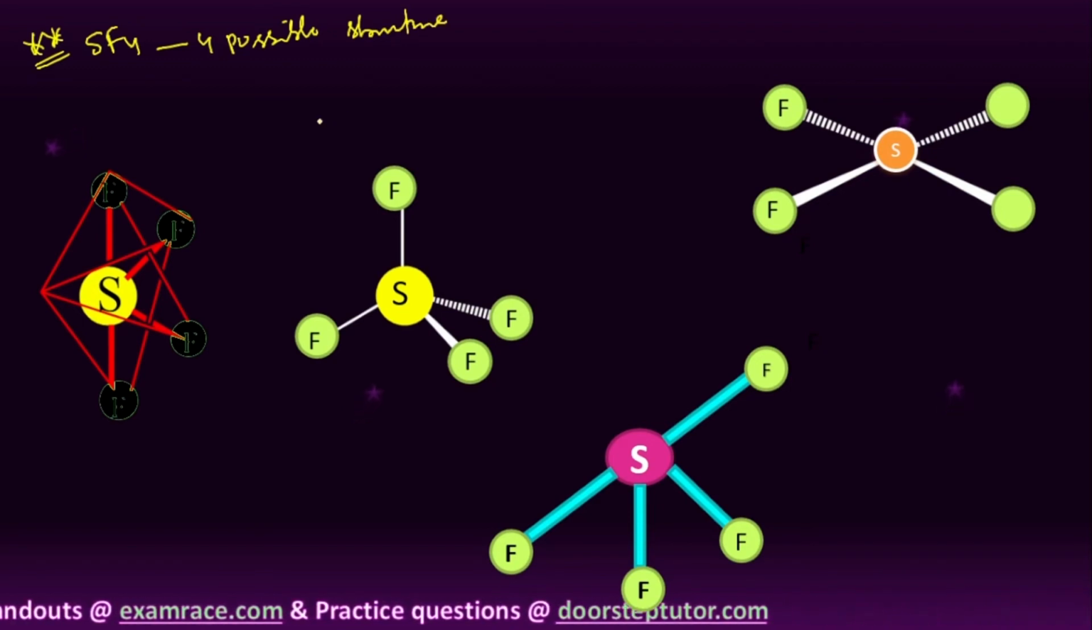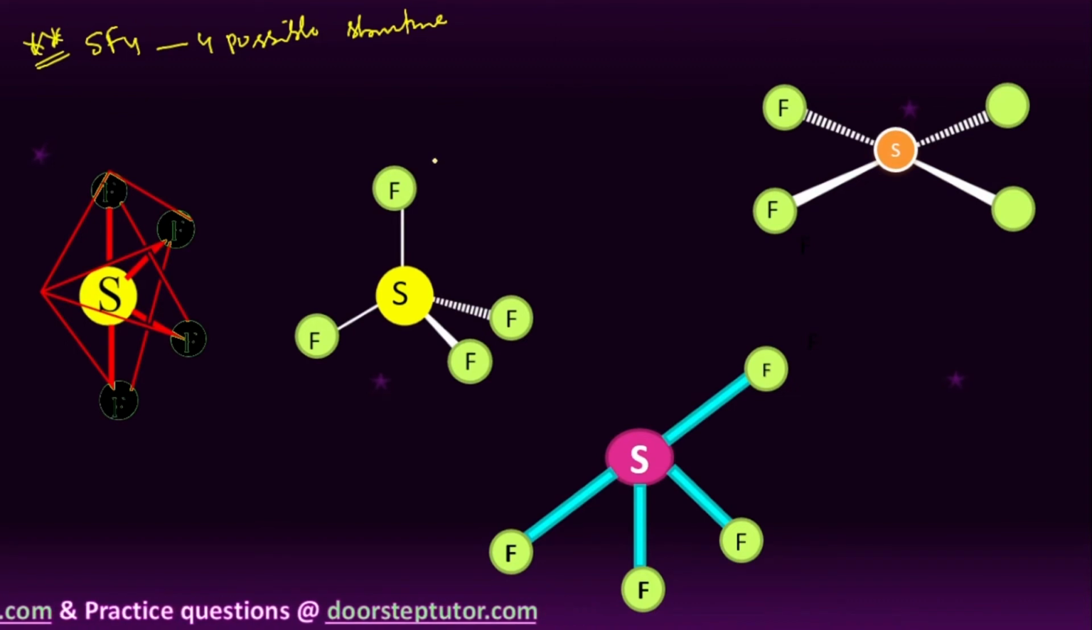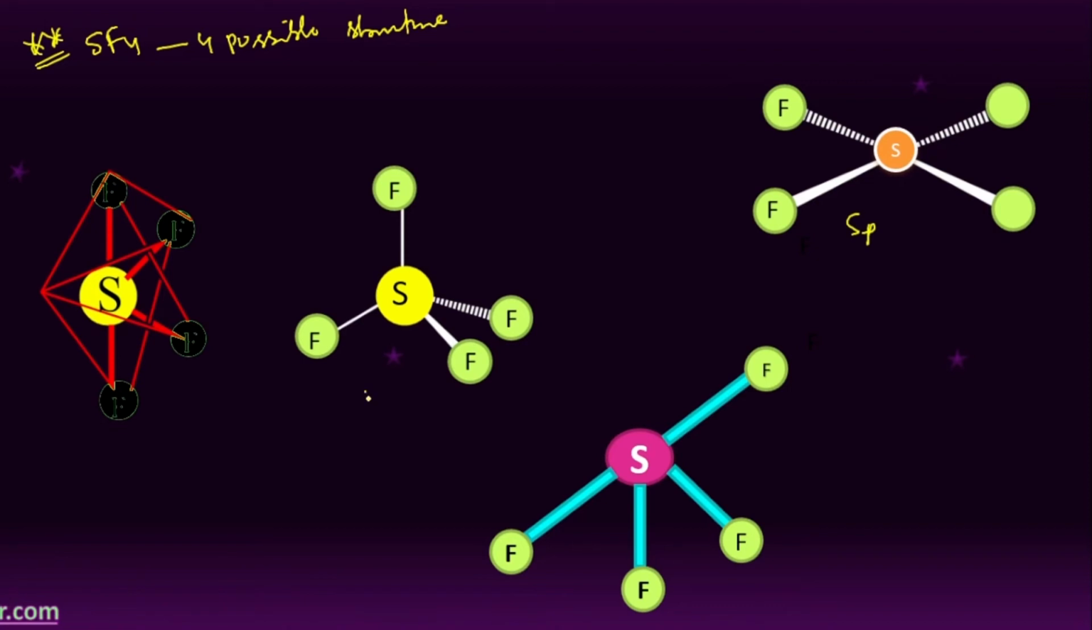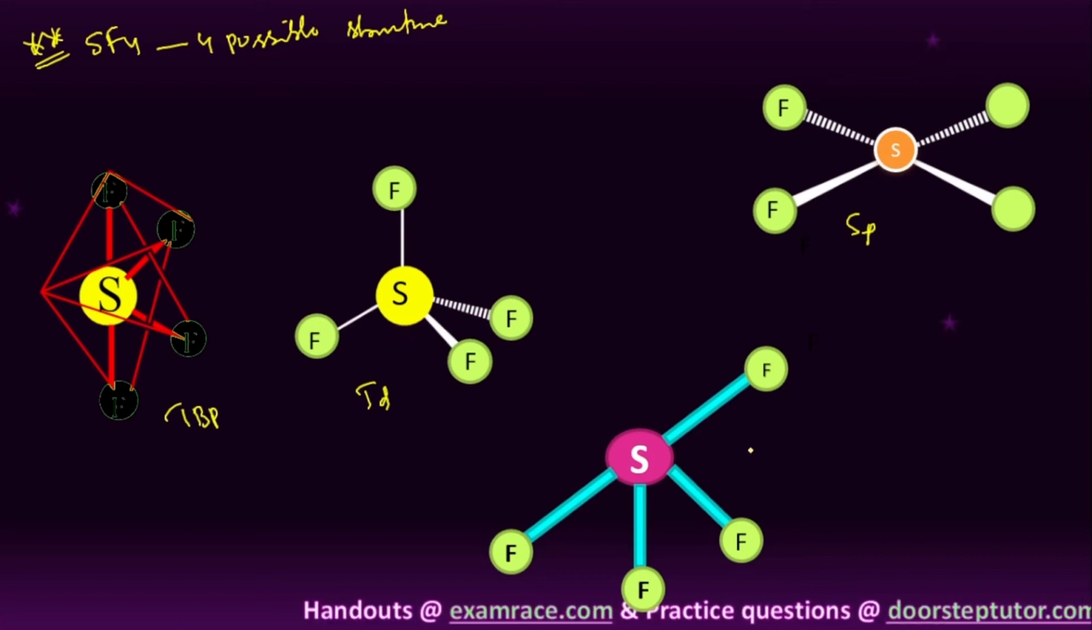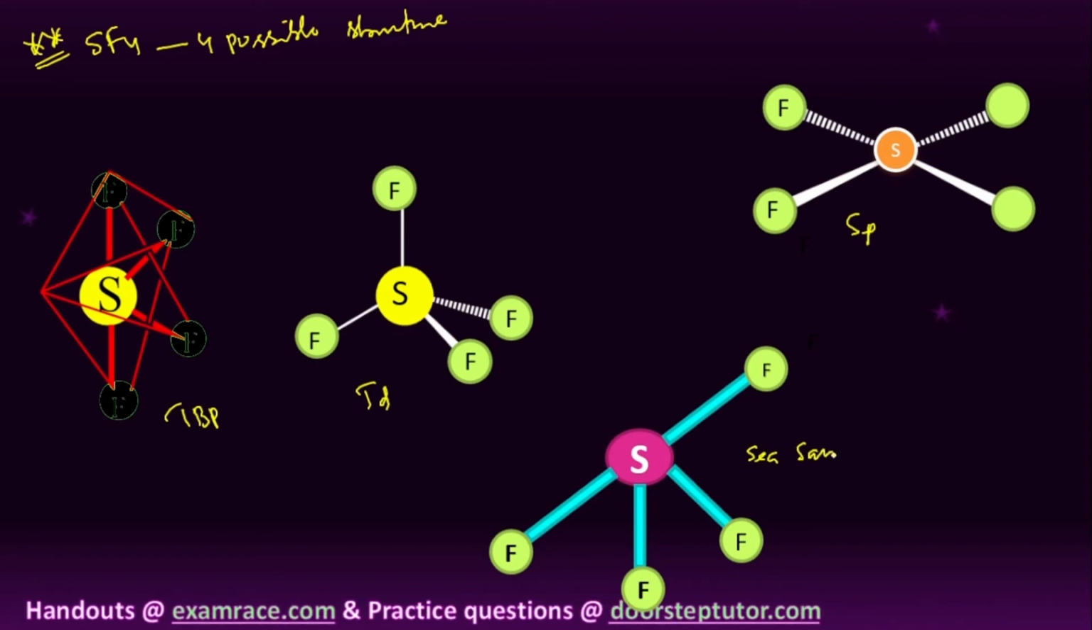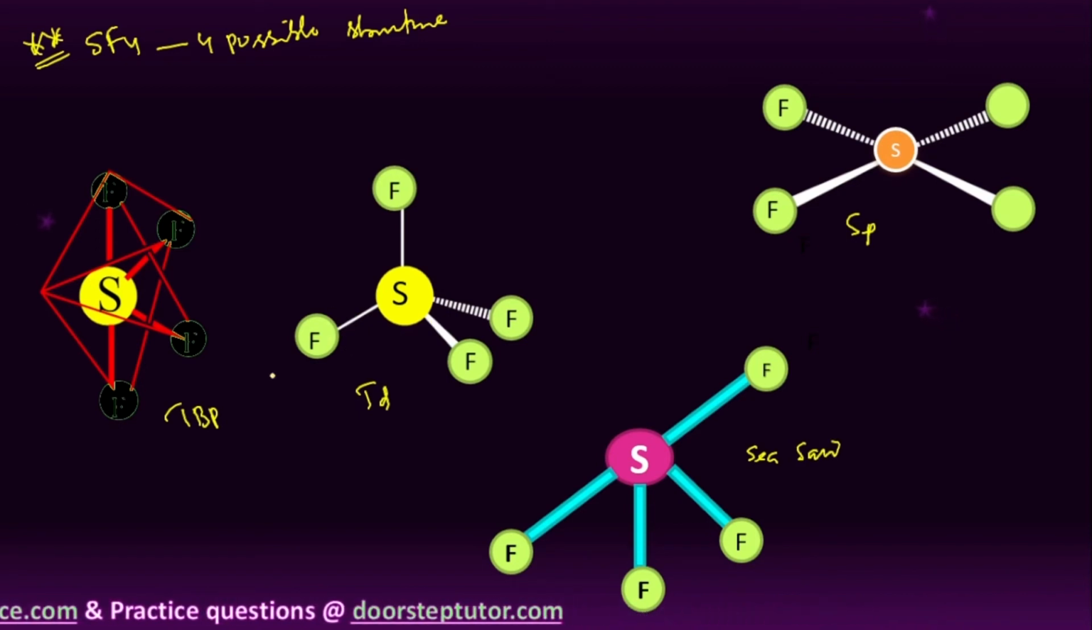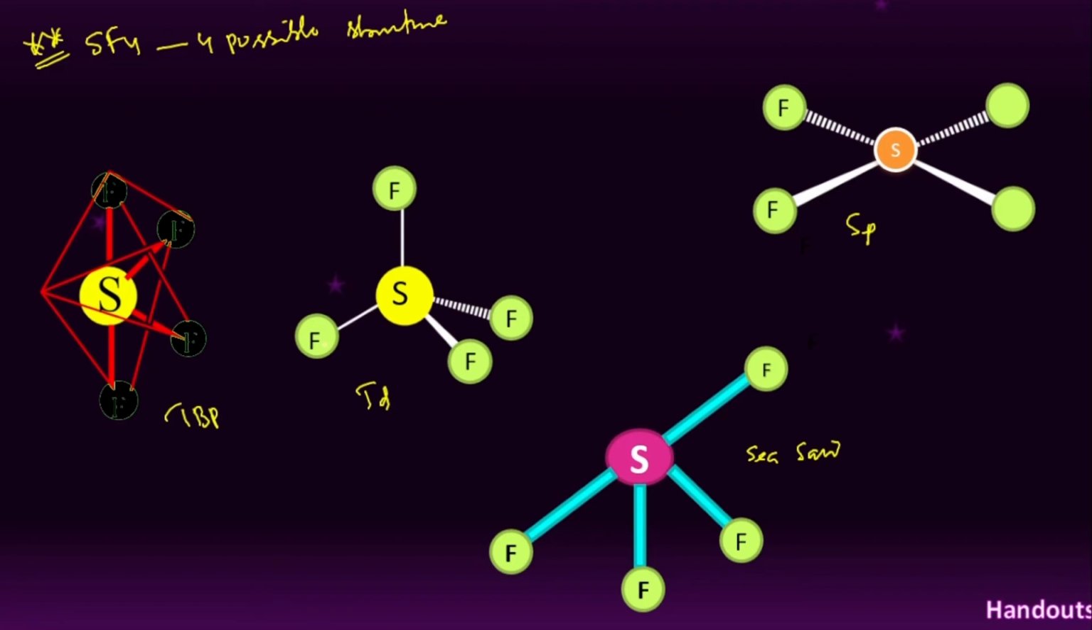So the four possible structures are: square planar, tetrahedral (Td), and trigonal bipyramidal with one lone pair, which is the seesaw model. So here we have four different types of geometries, but according to the F19 NMR spectroscopy, which geometry is suitable for the SF4 molecule?